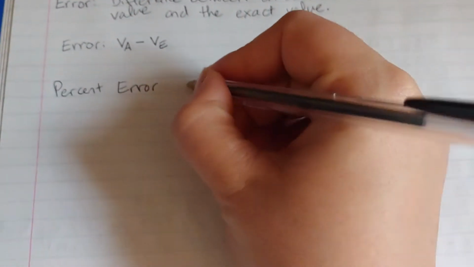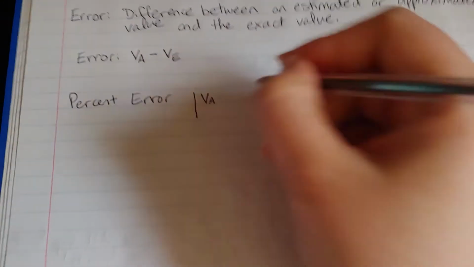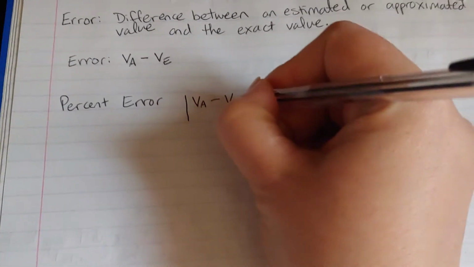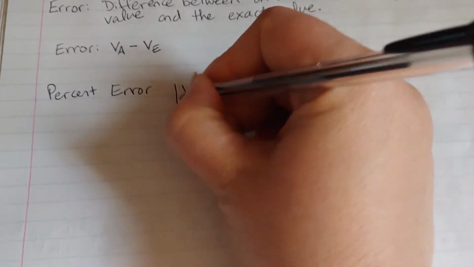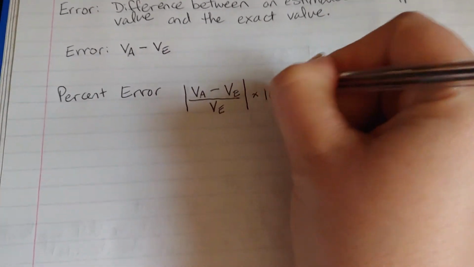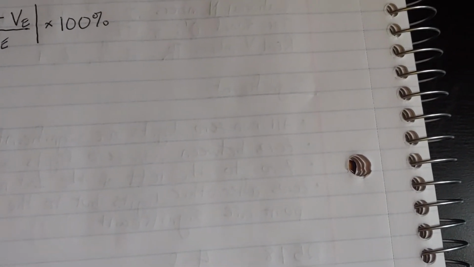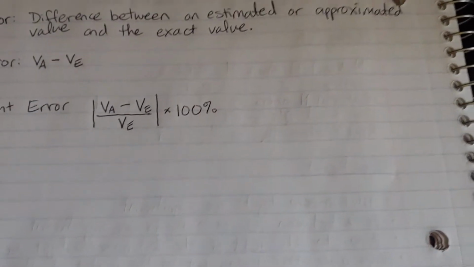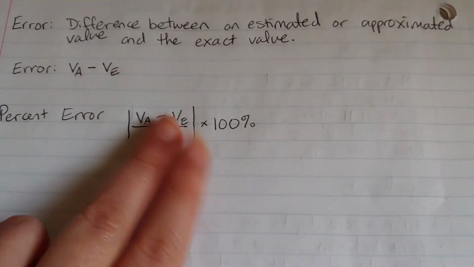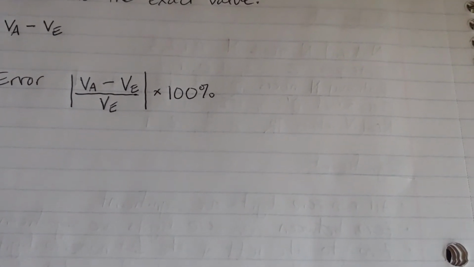Percent error is found by taking the absolute value of the approximate value minus the exact value divided by the exact value times 100%. All right. Now, we do that so that we're not constantly having to switch things around so that we can make sure that we're getting a positive value. All right, so let's do an example.